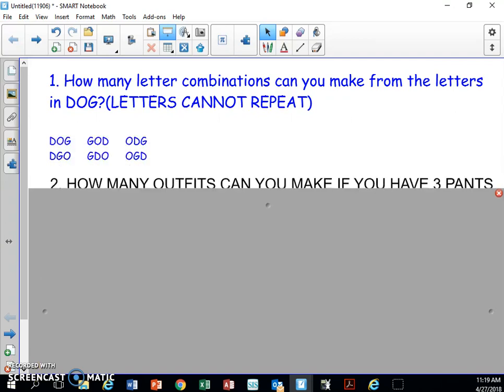So the combinations you should have come up with are as follows: DOG, GOD, ODG, and so forth. So you have 6 combinations. We're going to talk a little bit later about how to find that mathematically.